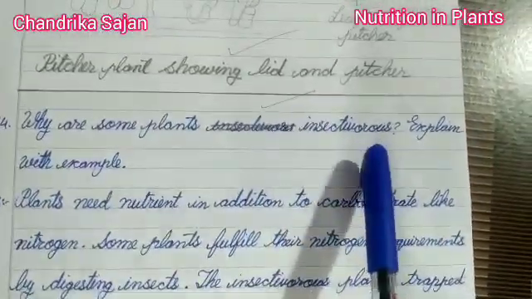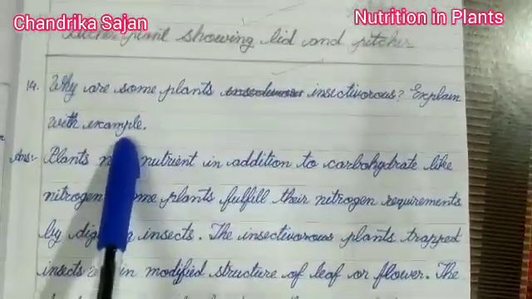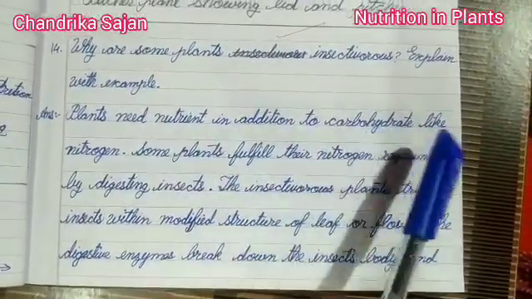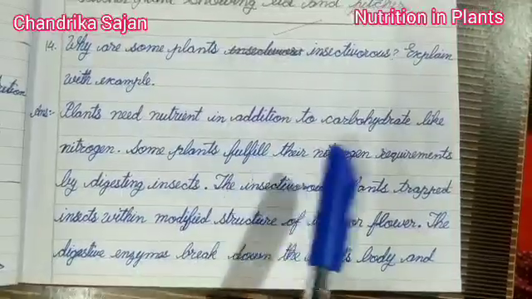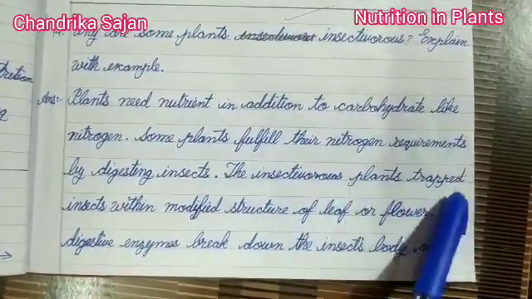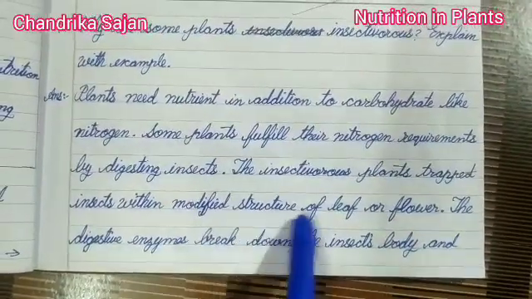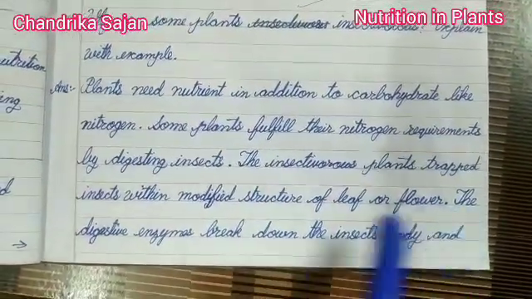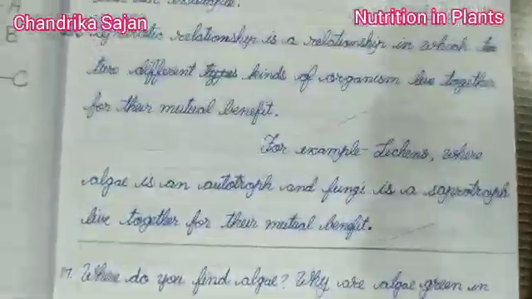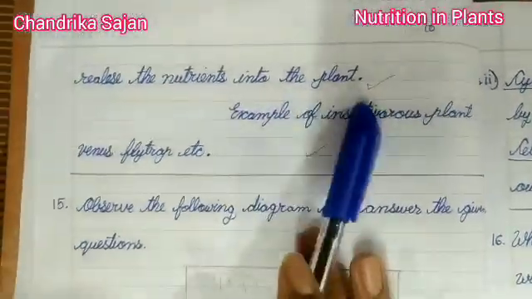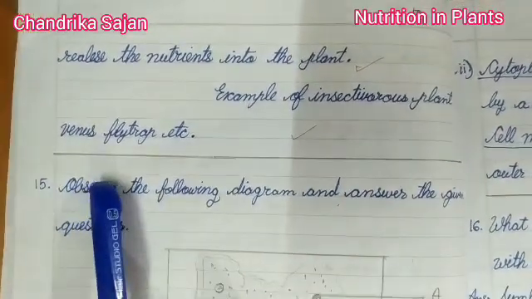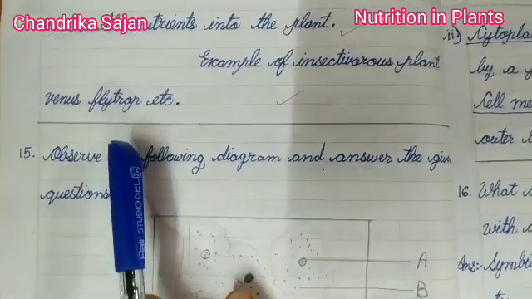Why are some plants insectivorous? Explain with an example. Plants need nutrients in addition to carbohydrates, like nitrogen. Some plants fulfill their nitrogen requirements by digesting insects. The insectivorous plants trap insects within a modified structure of the leaf or flower. The digestive enzymes break down the insect's body and release the nutrients into the plant. Examples of insectivorous plants are Venus flytrap, etc.